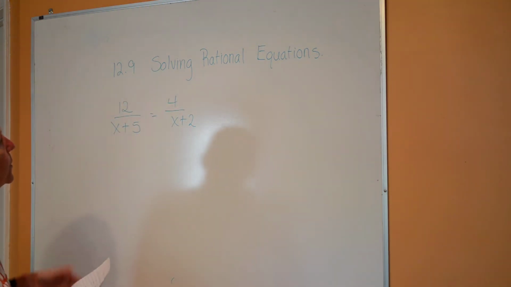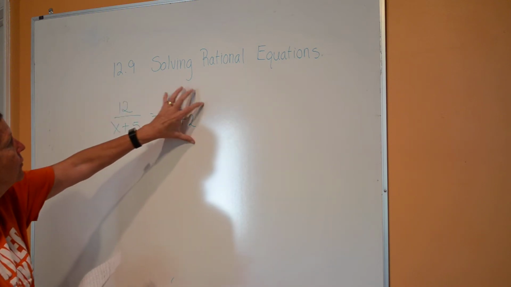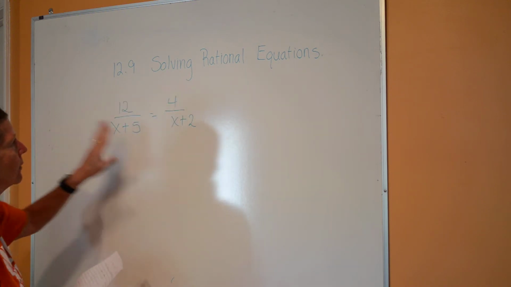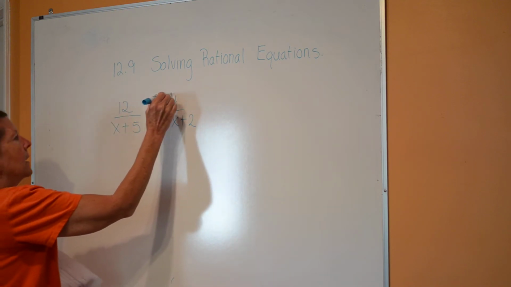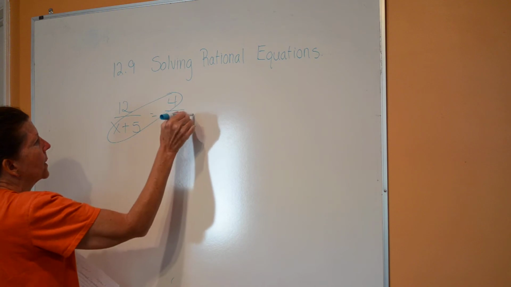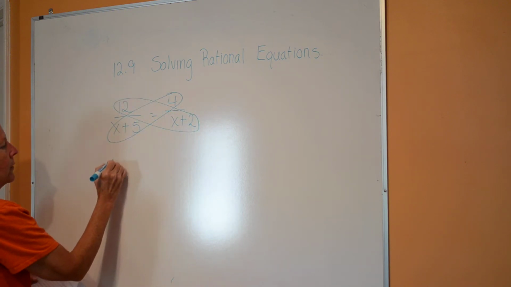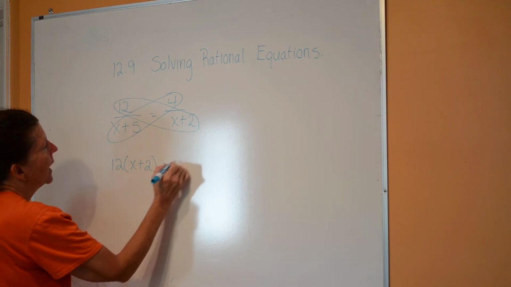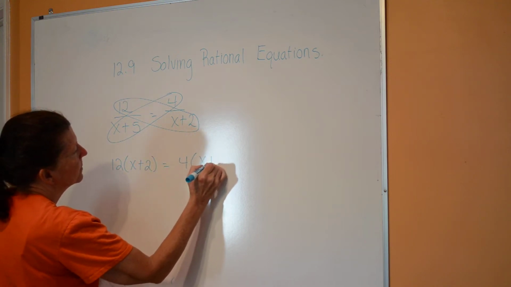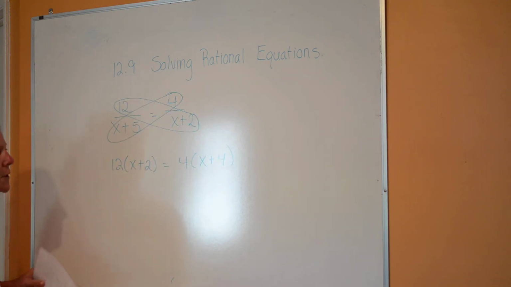So the easiest way to solve this equation, when I'm limited to two fractions, one on each side, and I don't have anything else added to either one of them, is to cross product. So I'm going to multiply across the equal sign. That's 12 times x plus 2 and 4 times x plus 5. One's on one side of the equation, one's on the other side.